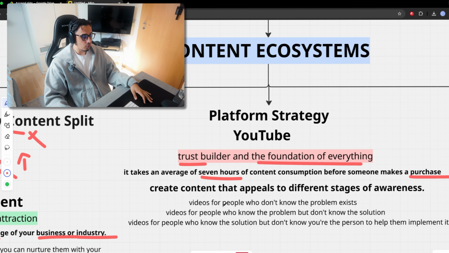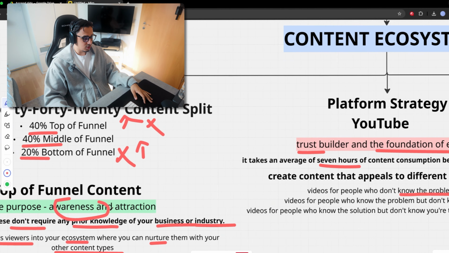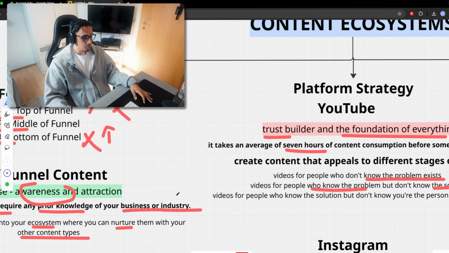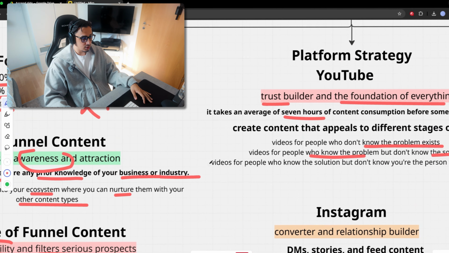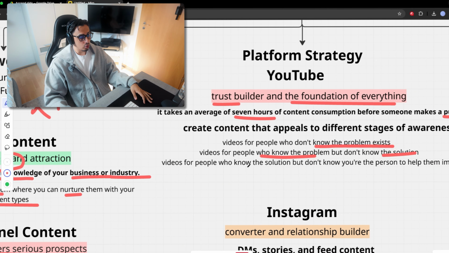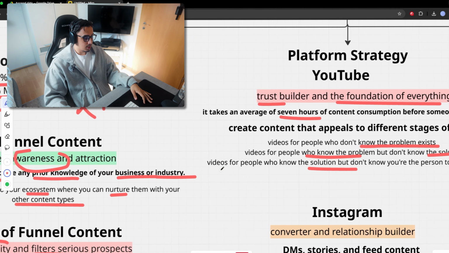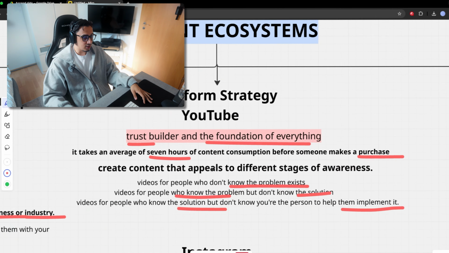You need to post videos for people who don't know the problem exists, top of funnel content, they don't have any prior knowledge. Then you need to post videos for people who know the problem but don't know the solution, middle of funnel content, you show your expertise, alright? And then videos for people who know the solution but don't know you're the person to help them implement it, bottom of funnel content. For example, client testimonials.